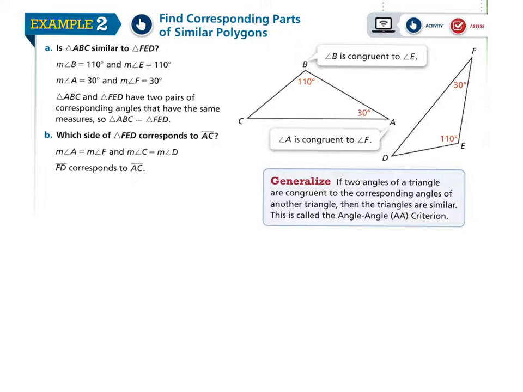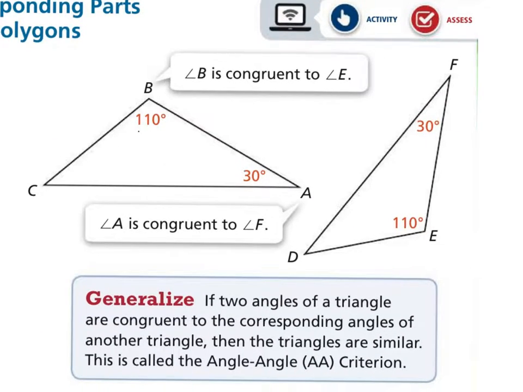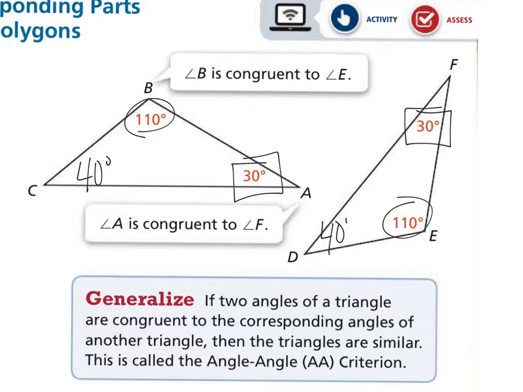Example 2: is triangle ABC similar to triangle FED? So if we look at our triangles here, you can see on both triangles we have 110 degree angles and we have 30 degree angles. It's actually not essential, but you may remember in a triangle the angles add up to 180 degrees. No matter what our triangle looks like, the angles always add up to 180 degrees. So actually our missing angles are both 40 degrees.